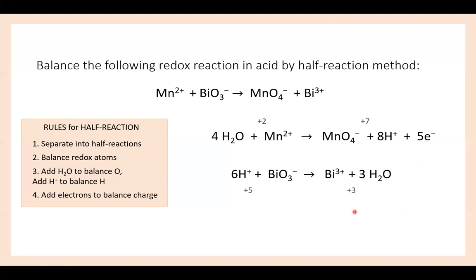In the second half reaction, we have a +5 and a +3. So the electrons are going to be on the opposite side of the equation. We're going to add 2 electrons to the reactant side. This should now balance the charge to +3 on each side for the bismuth half reaction.